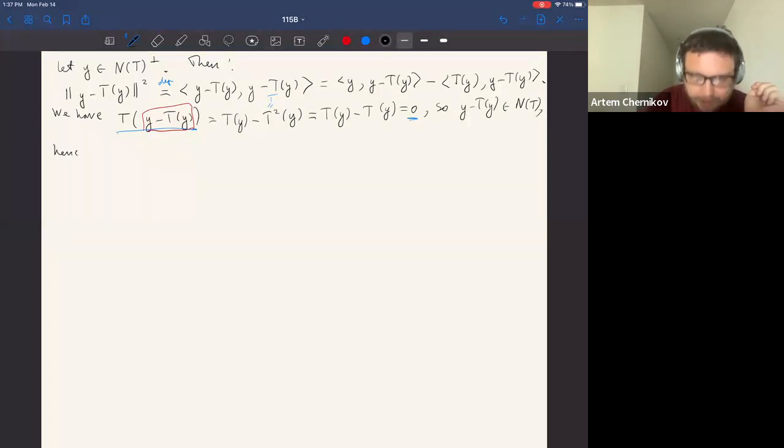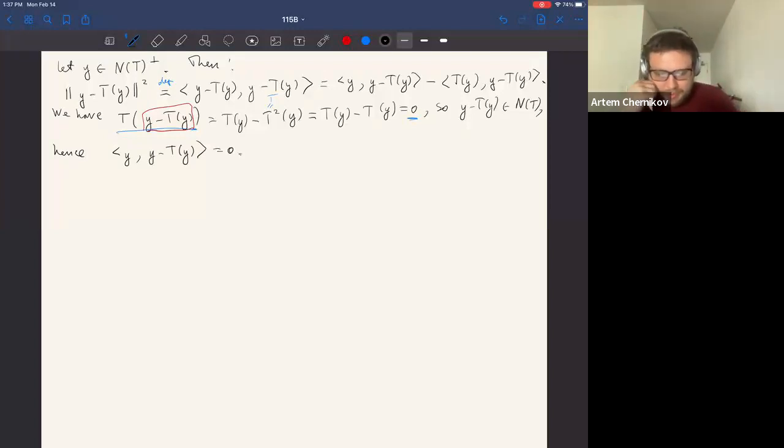Hence, we get that the inner product of y with y minus T of y is equal to 0. Right? Because remember, we took y an element of the orthogonal complement of the null space. All right, so this is equal to 0.